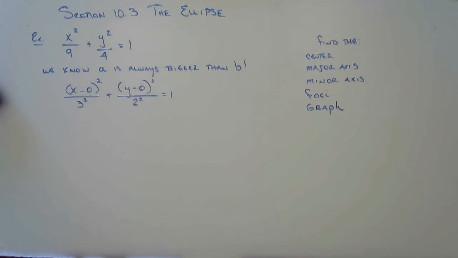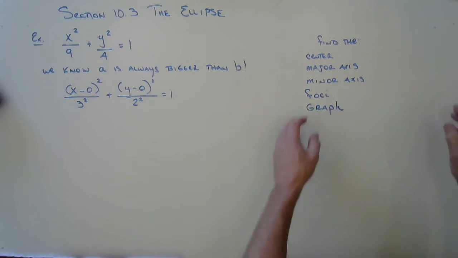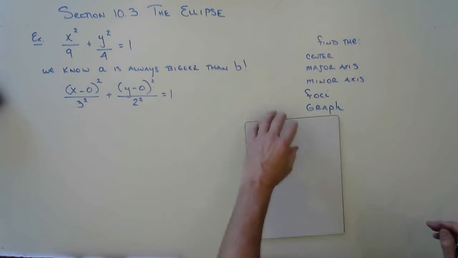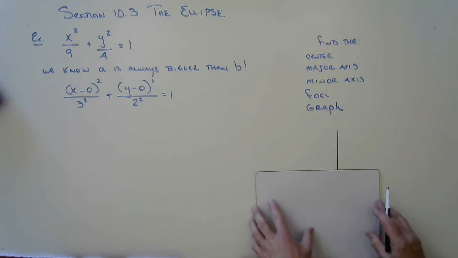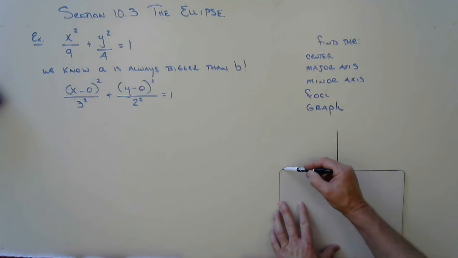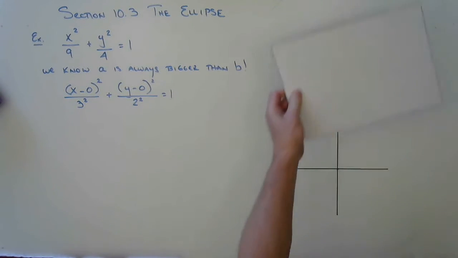Okay, now I'm going to draw the graph. I'm going to cheat. It's the last thing they asked me to do, but I'm going to draw it first. So I'm going to come over here. We're going to draw our graph.